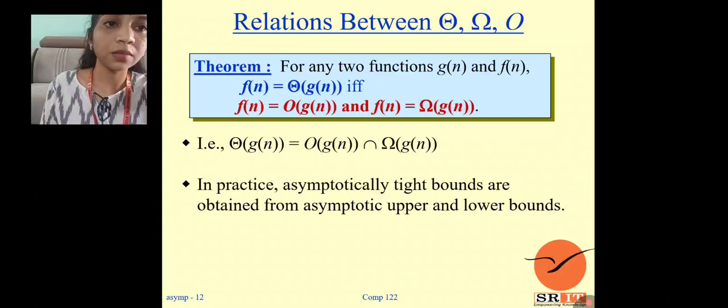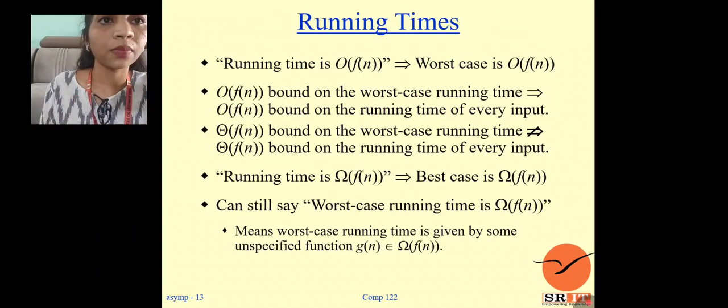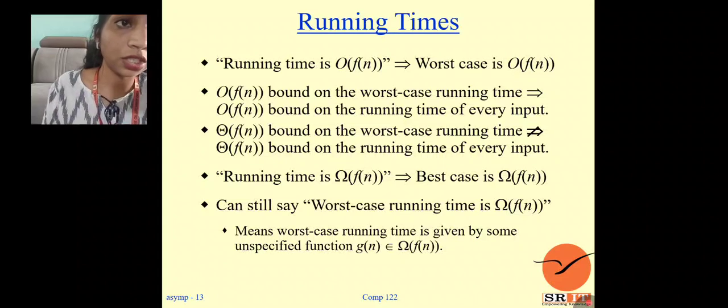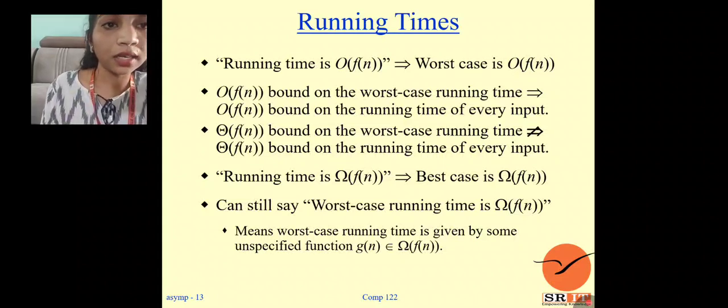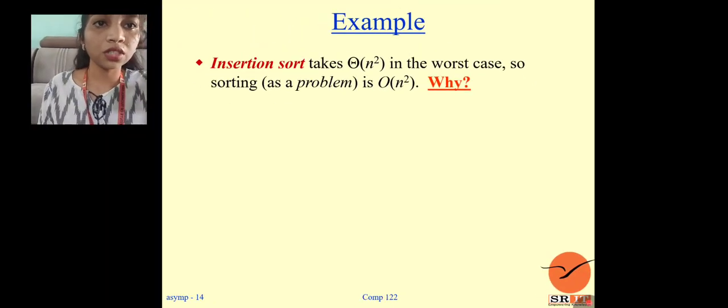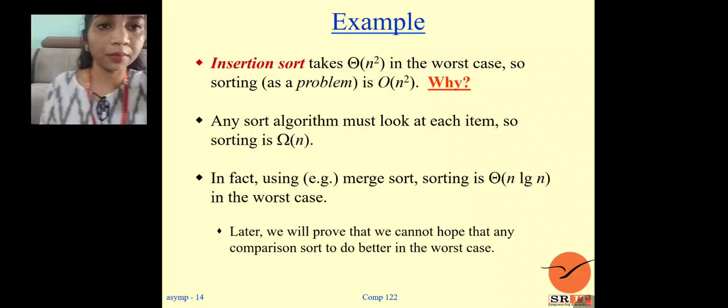In practice, asymptotically tight bounds are obtained from asymptotic upper and lower bounds. Running time is O of f of n; worst case is O of f of n, which is a bound on the worst case running time. For omega, the best case is omega of f of n. Example: insertion sort. Any sort algorithm must look at each item.